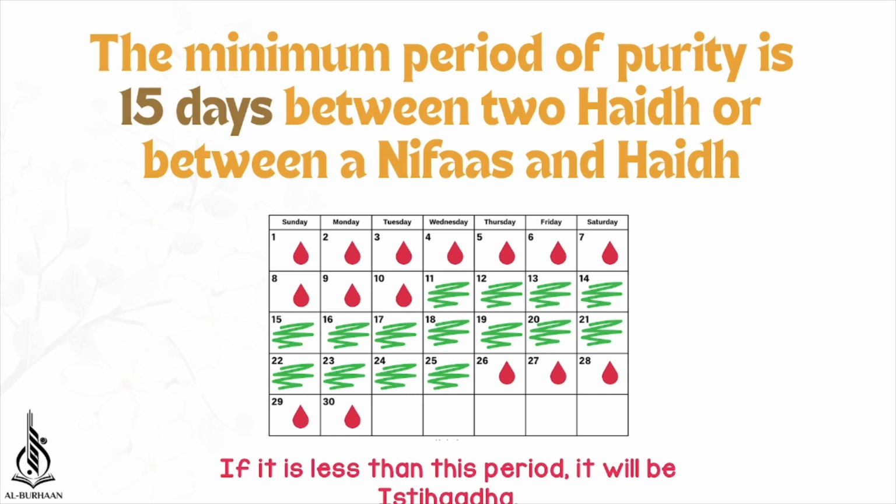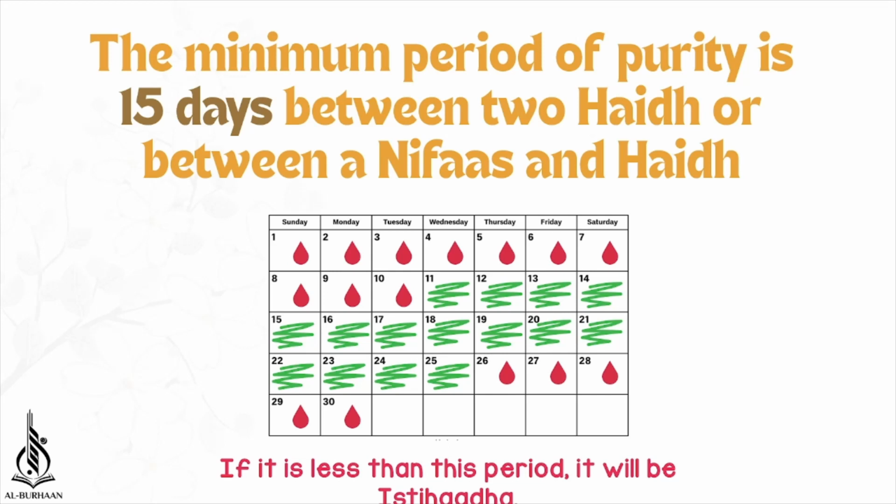Let's look at one example. Day 1 to day 10, she spotted. Day 11 to day 25, in other words 15 days, she was clean, no spotting there whatsoever. And then she spotted again from day 26 to day 30, the last 5 days of the month.